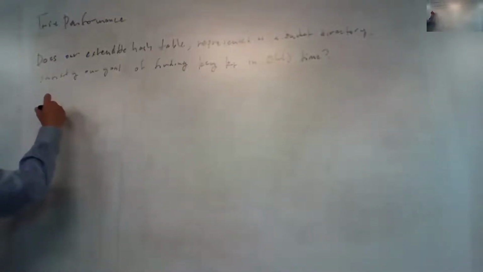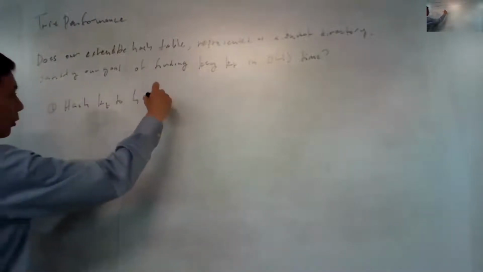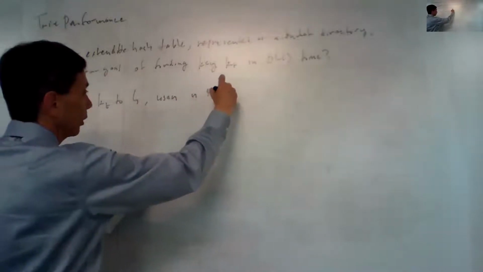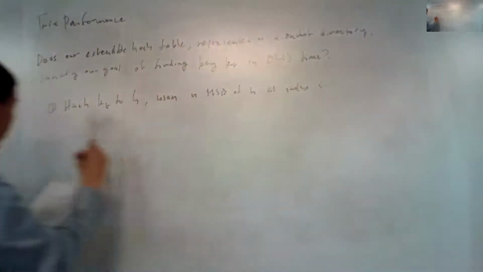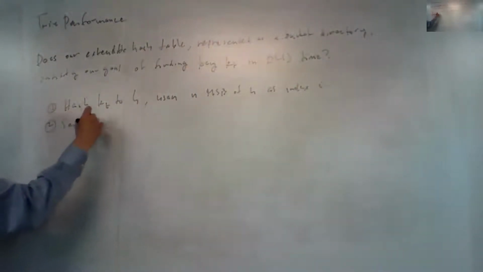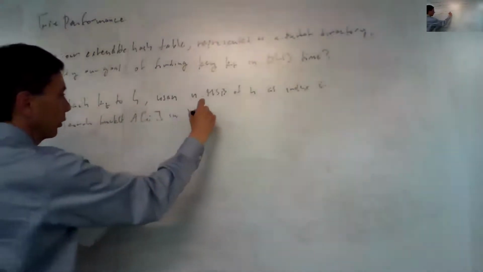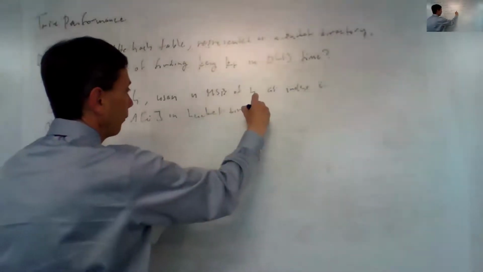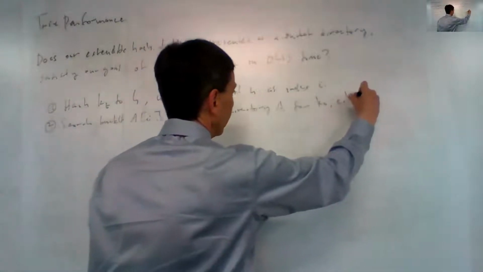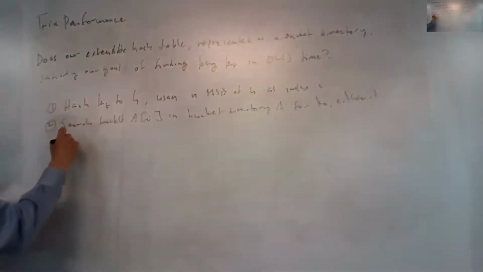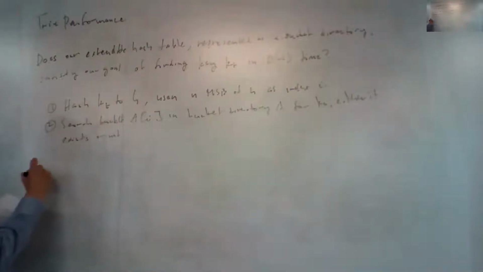So you remember that what we do is we hash k sub t to h, and we use the n most significant bits of h as an index i, and then we search bucket A sub i in bucket directory A for k sub t, either it exists or not. And so that's constant time.